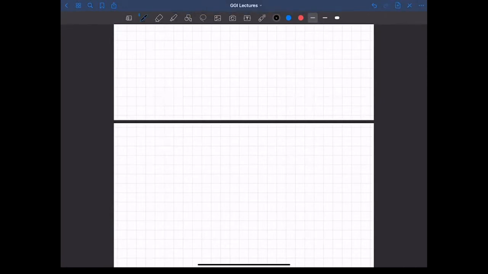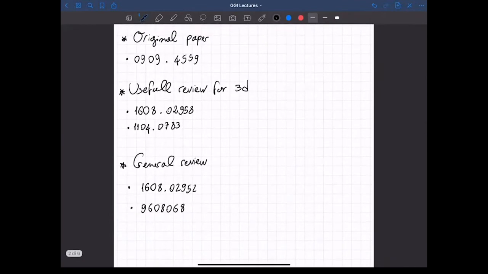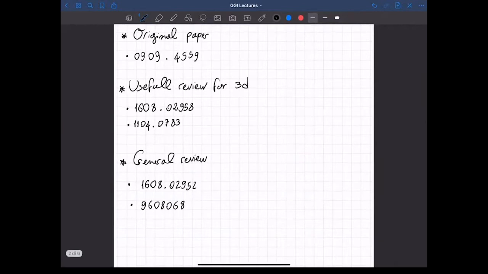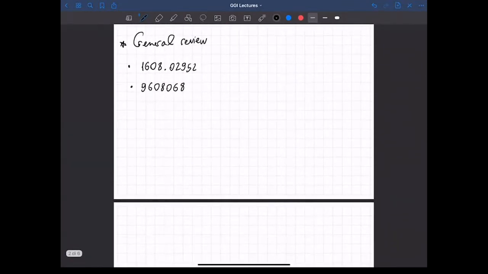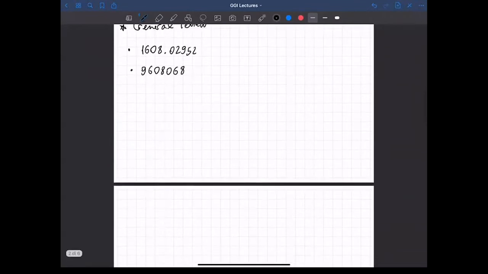Today I'm going to discuss localization. Here are some references: the original paper on localization in three dimensions, some reviews for three-dimensional theories, which contain much more than what I'm going to say today, and also some general reviews, which hopefully will allow you to find more instances in different dimensions. These two lectures are meant to be pedagogical, but I will probably fail in doing so. So you can interrupt me whenever you want, in the way you find most convenient.